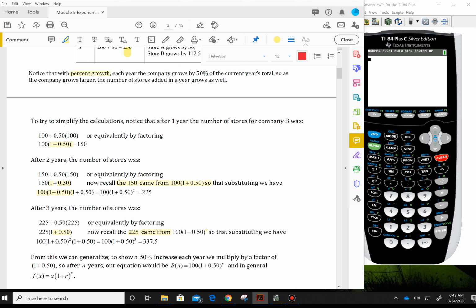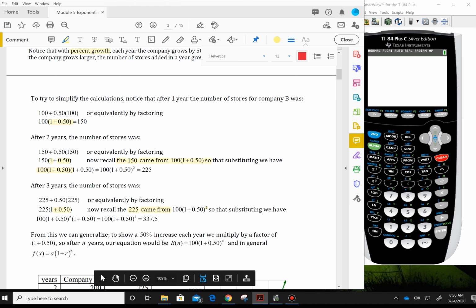From this, we can generalize to show a 50% increase each year. We would multiply by a factor of 1.50. So after n years, our equation would be B sub n is equal to 100 times 1.50 raised to the n, and in general, we have an exponential curve of this form.